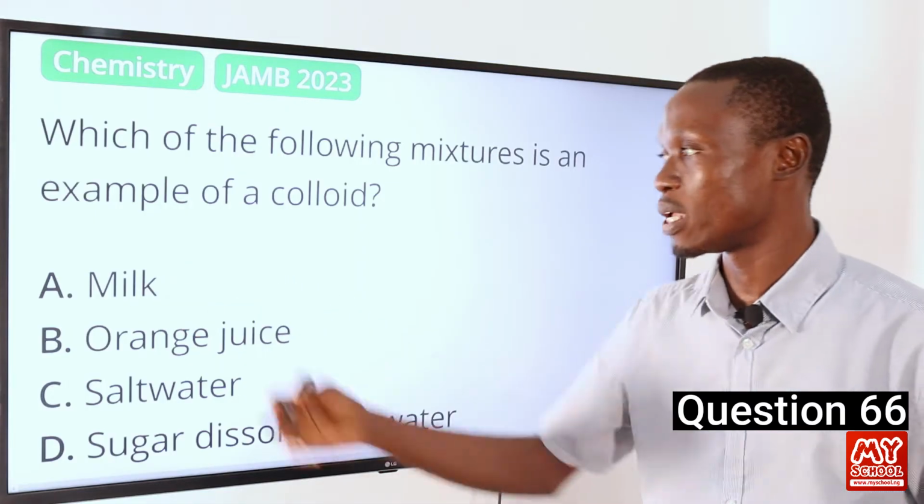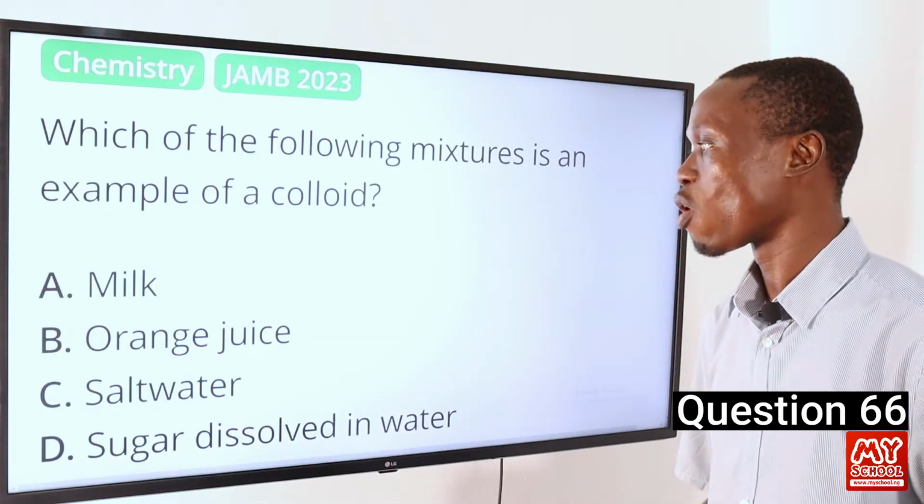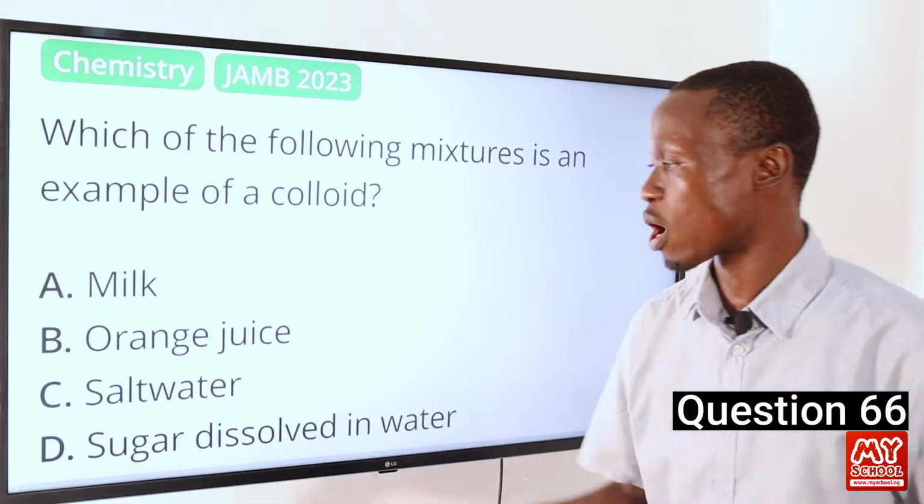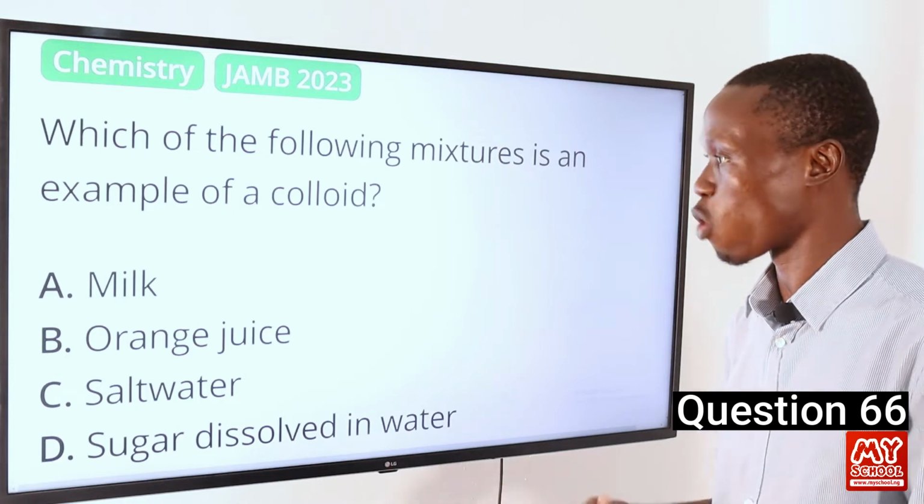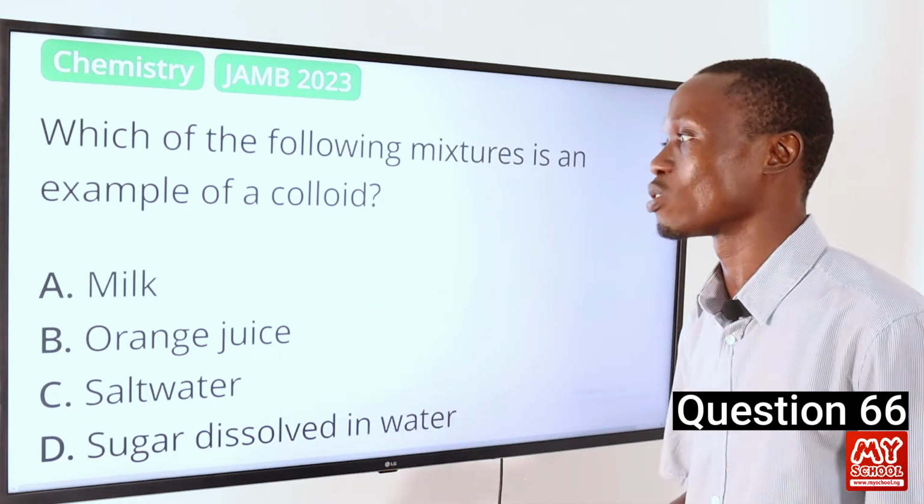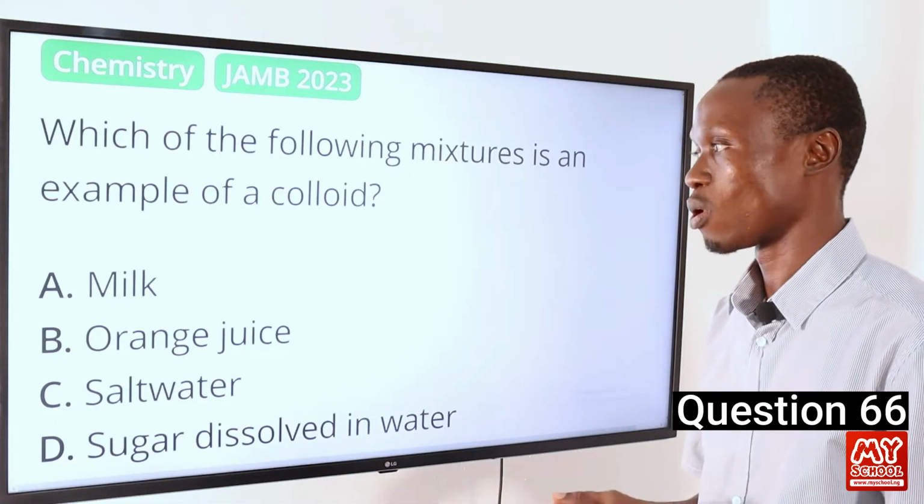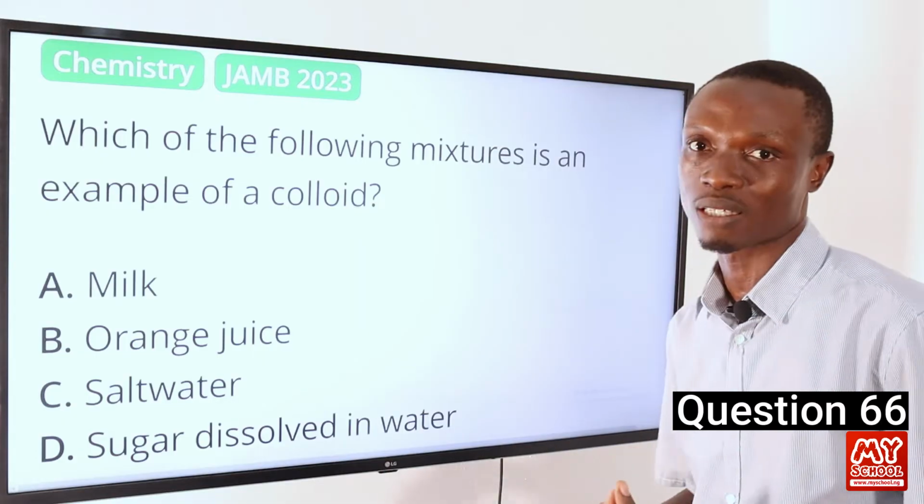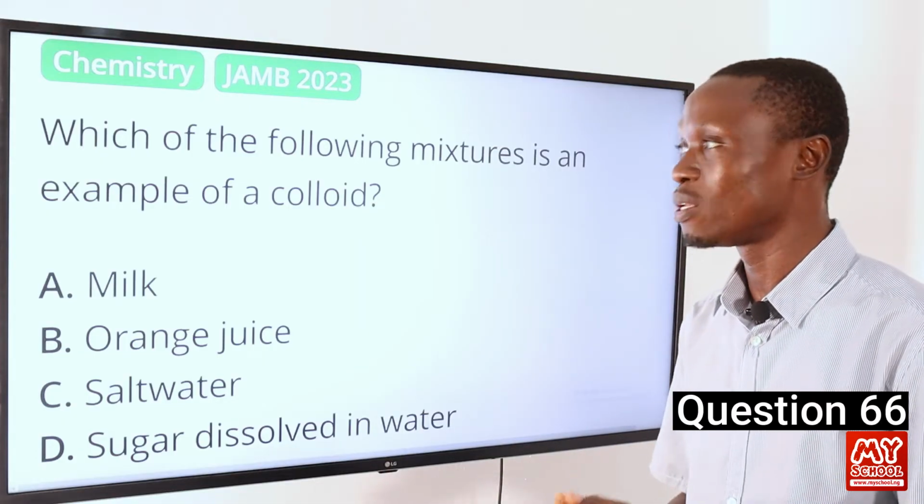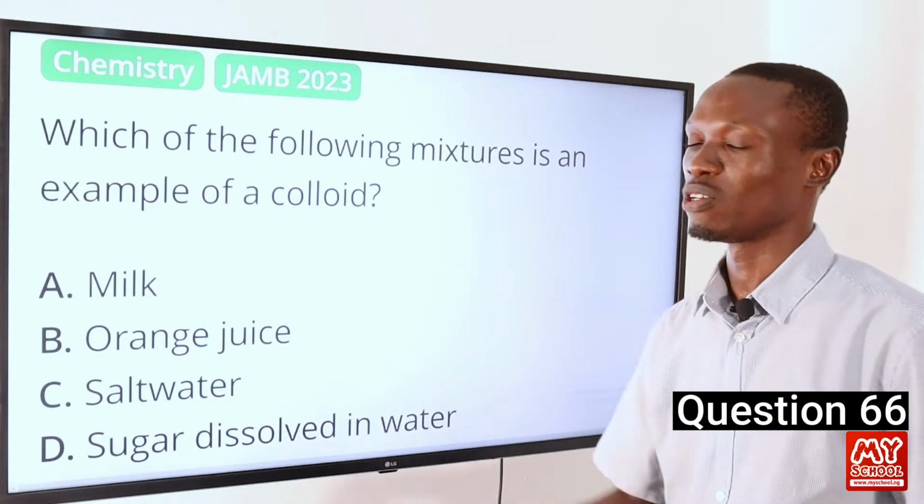Option A we have milk, option B we have orange juice, option C we have salt water, and option D we have sugar dissolved in water. So the answer to this question is A, milk. In milk, fat globules are dispersed in water, forming a colloid. So option A is the correct option.